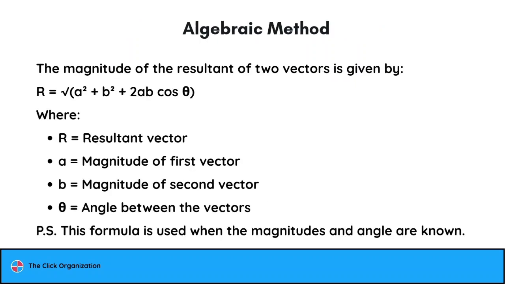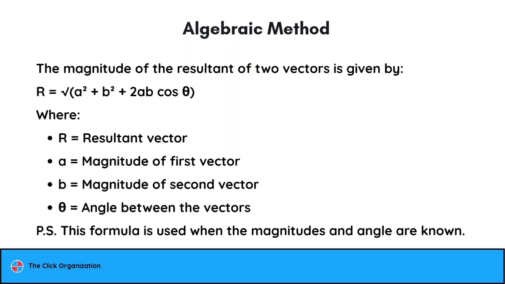Now we move on to the algebraic method. Instead of drawing vectors, we can calculate the magnitude of the resultant using a formula. For 2 vectors with magnitudes a and b and an angle theta between them, the resultant is R equals the square root of a squared plus b squared plus 2ab cosine theta. This formula is based on the cosine rule from geometry. Here R represents the resultant vector, a and b represent the magnitudes of the 2 vectors, and theta represents the angle between them.